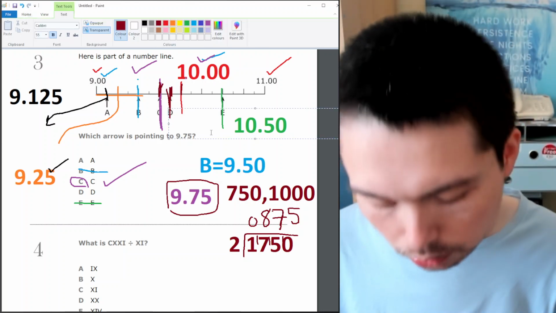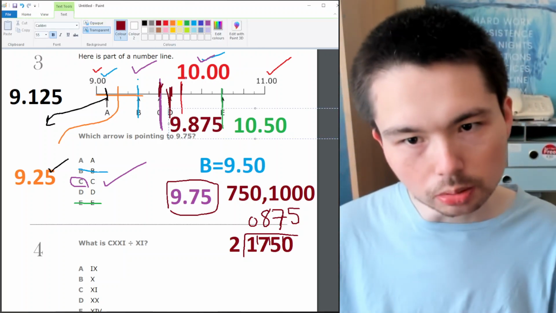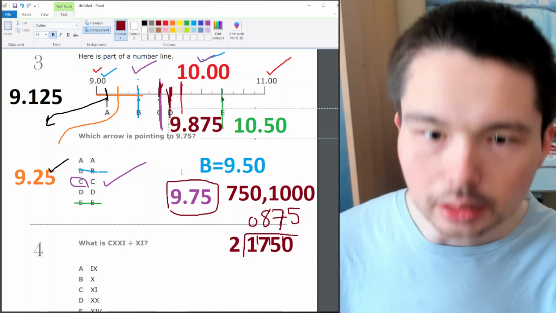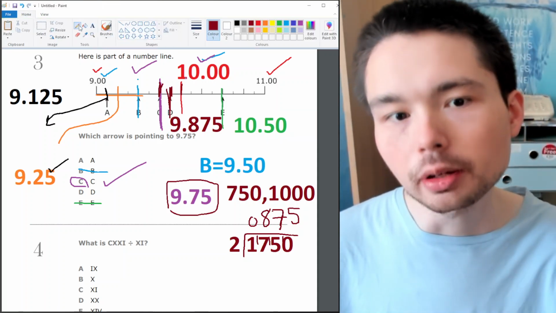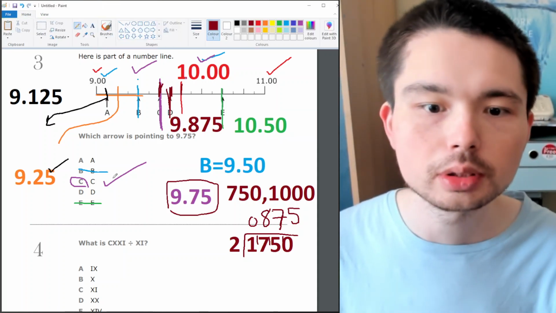Of course, we have moved on to the next question, but I just wanted to show you everyone. They're being really mean with A and D because you have to half that bit again. Good, C is the answer.